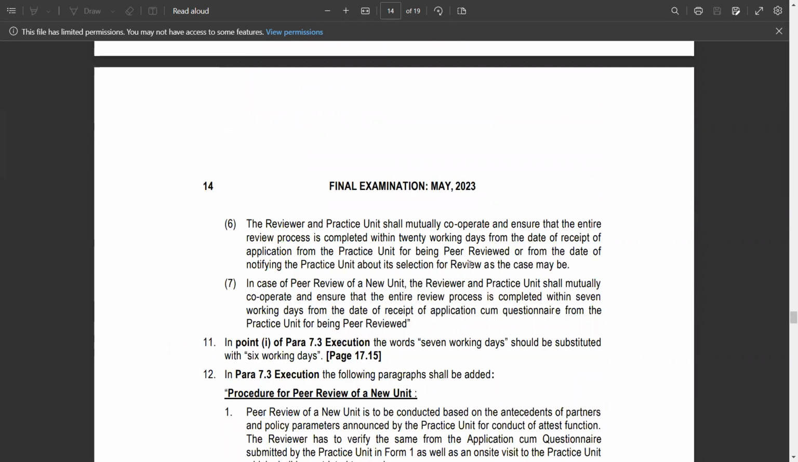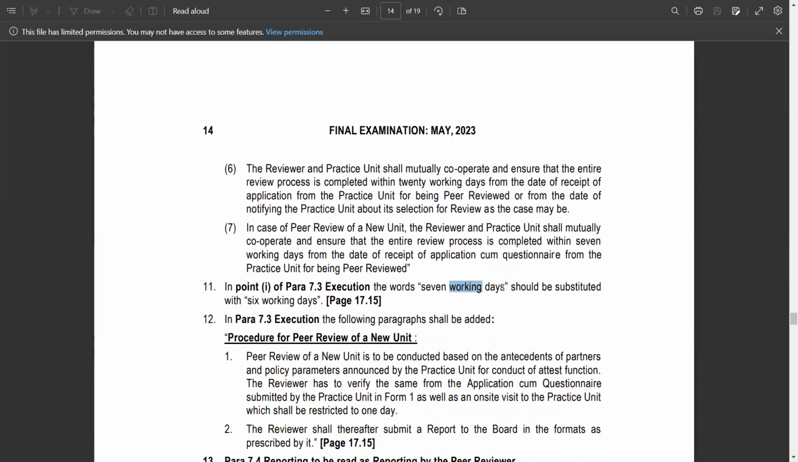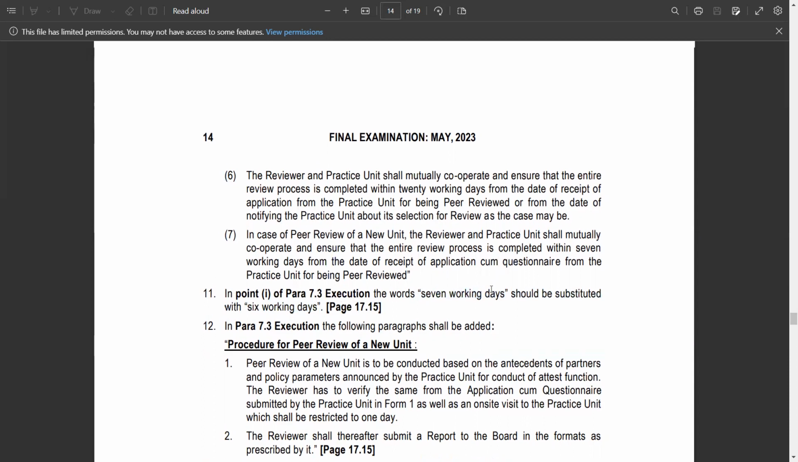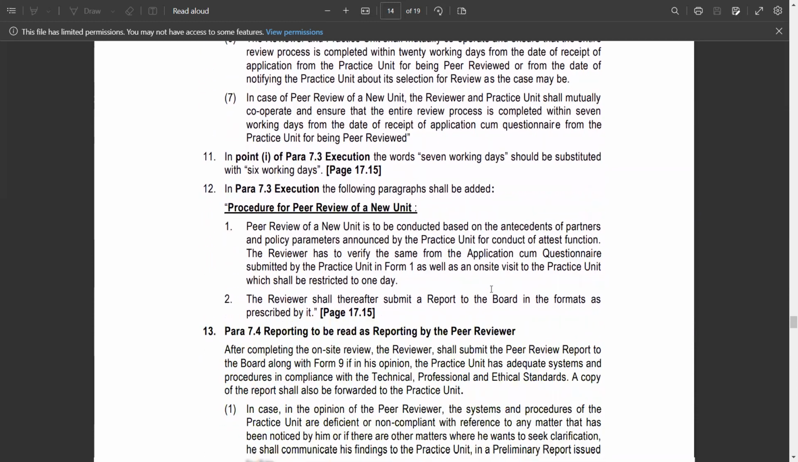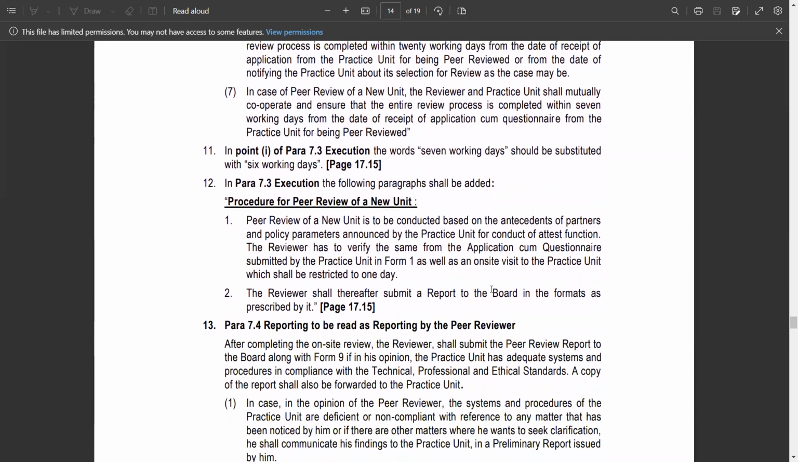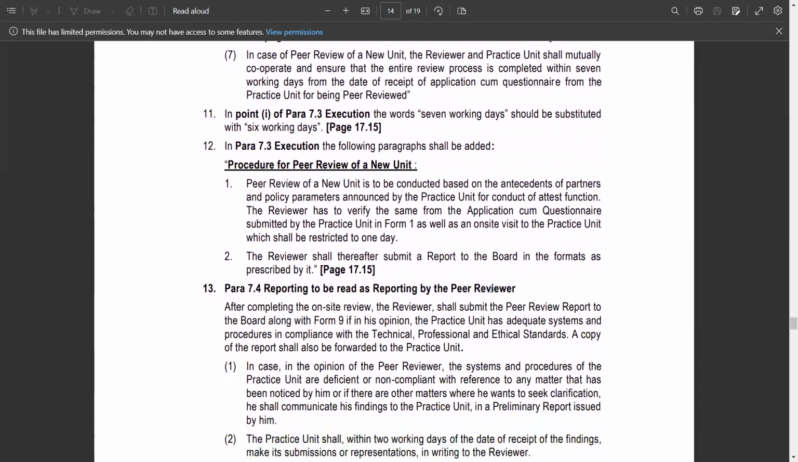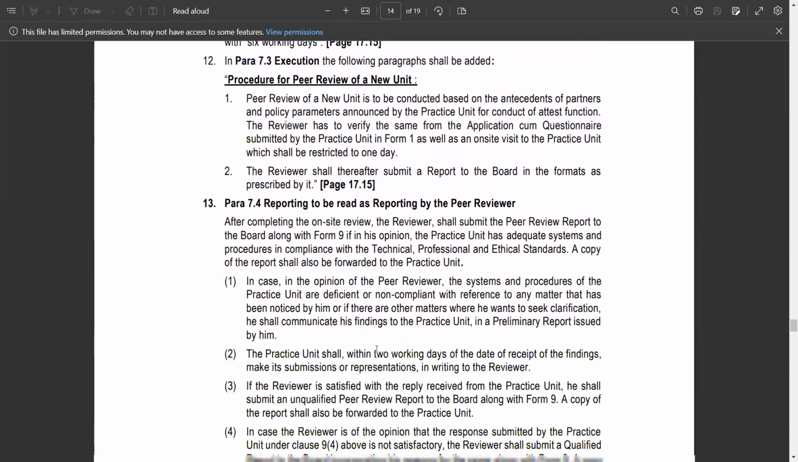The peer review unit and the reviewer mutually cooperate, right? Okay. The words 7 working days should be substituted with 6 working days, so that is for a new unit, and for the normal units it is 30 working days. This is something you can read by yourself, it is not that much of an importance.